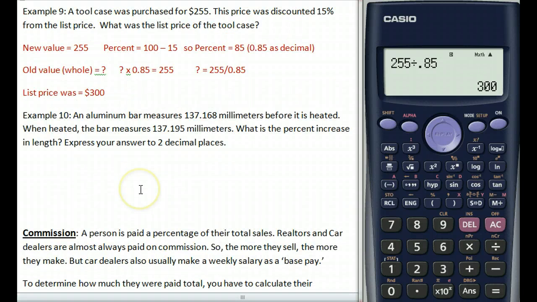Okay, example 10. We're getting there. I think I have 12 examples total. So I apologize again for this being so long. Every one is just a little bit different.